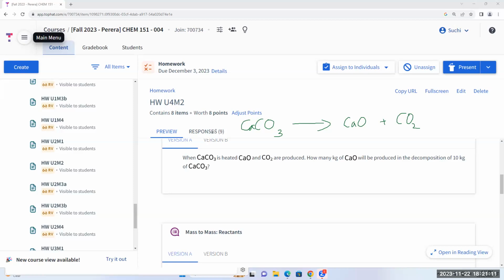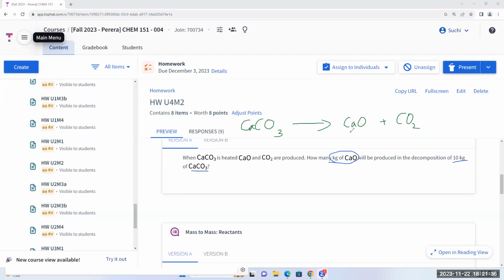So what we want to do is identify what is given and what is being asked. What is given is the mass of calcium carbonate, and what they're asking for is the mass of calcium oxide. So you're going from mass of calcium carbonate to mass of calcium oxide. If you do not do anything else, this is what you need to do.